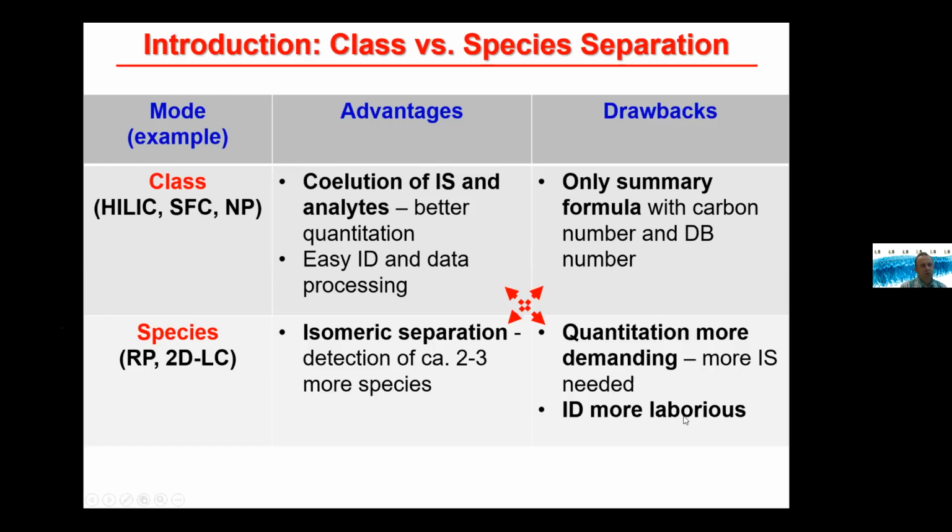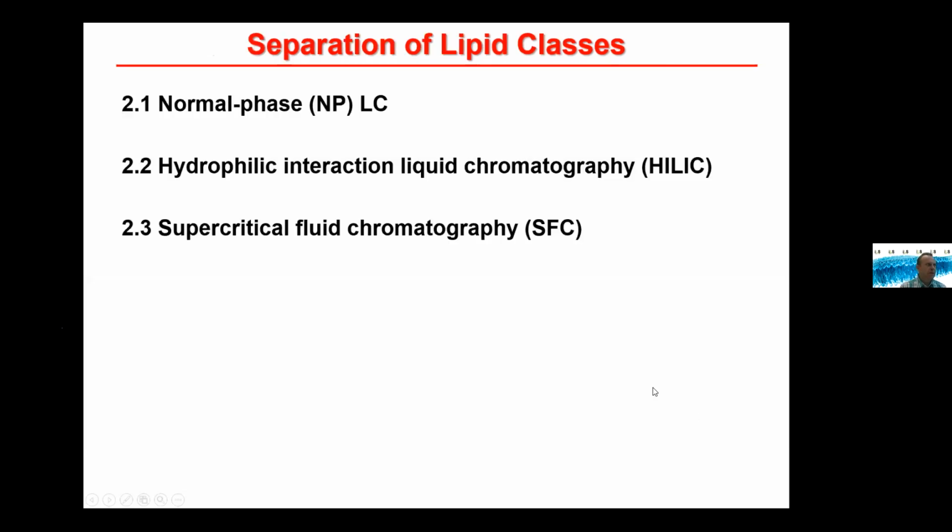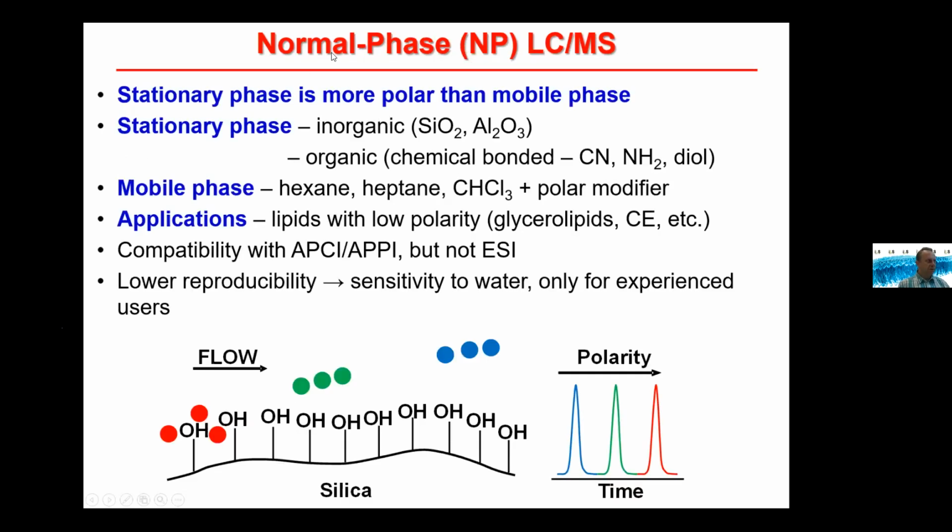And ID is also more laborious. So first, I'm starting with the explanation of these 3 lipid class separation methods. The first one is called normal phase chromatography. This is something quite historical, and I guess not many of you can use this.